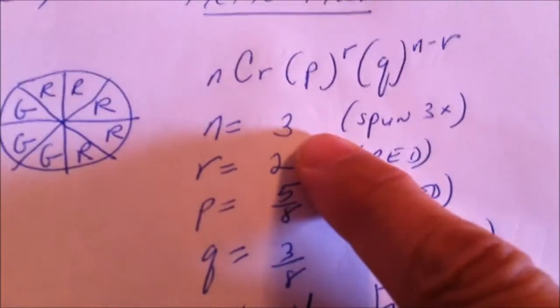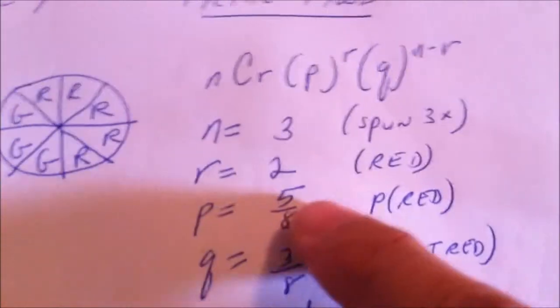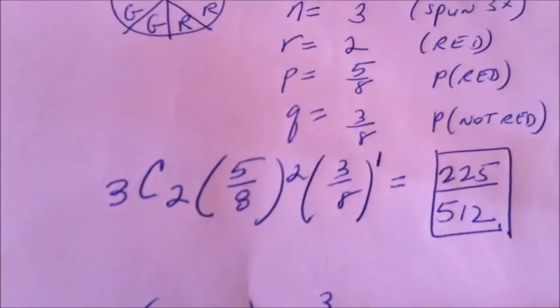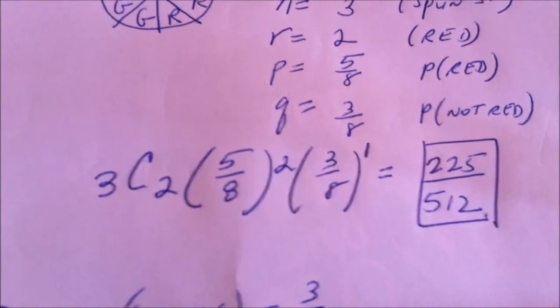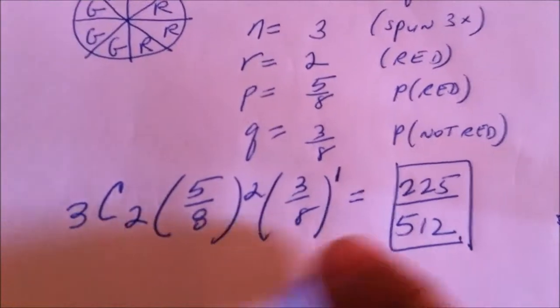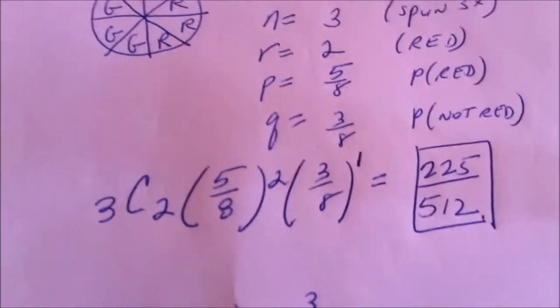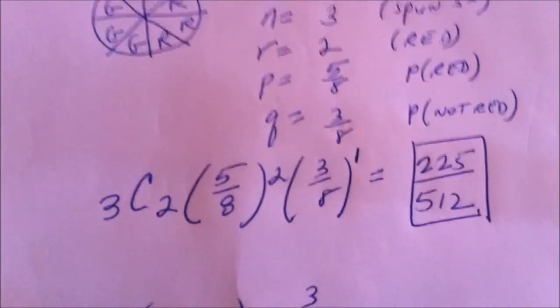So we are spinning this 3 times. We care about 2 red. This is the probability of red. This is the probability of not red. So basically I'm just going to put it into the formula, type it in one shot, and if you use the fraction feature, it will return a nice fraction for you. You really should be expressing your probability as fractions. It's not a necessity, but it's recommended.